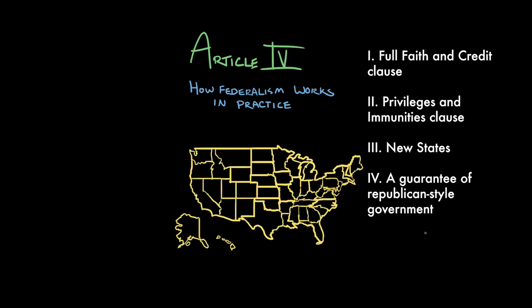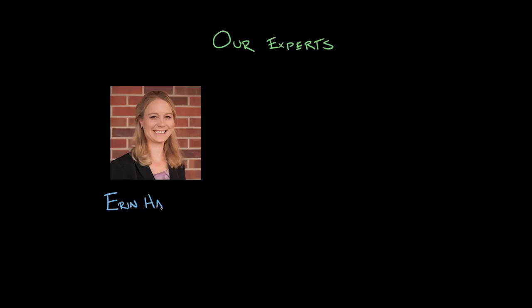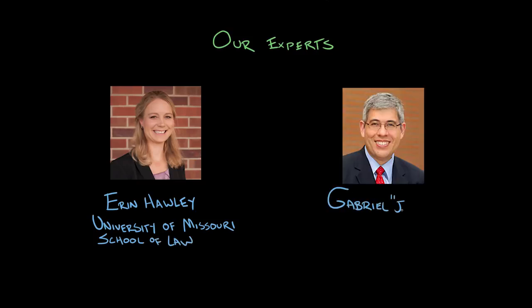To learn more about Article 4, I sought out the help of 2 experts. Erin Hawley is an associate professor of law at the University of Missouri. Her scholarship focuses on the federal courts, and she teaches constitutional litigation, tax policy, and agricultural law. Professor Gabriel is the director of clinical legal education at the UC Davis School of Law. He's a teacher and scholar of immigration law, criminal procedure, and race and law. So, Professor Hawley, can you take us a little bit through why the framers included Article 4?